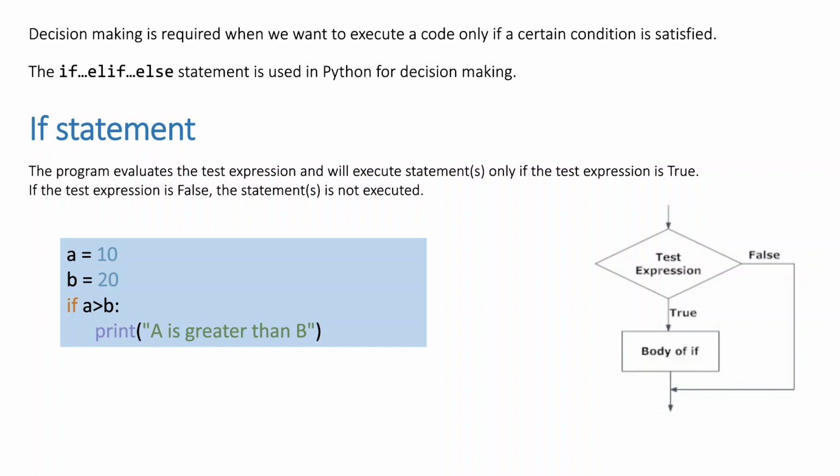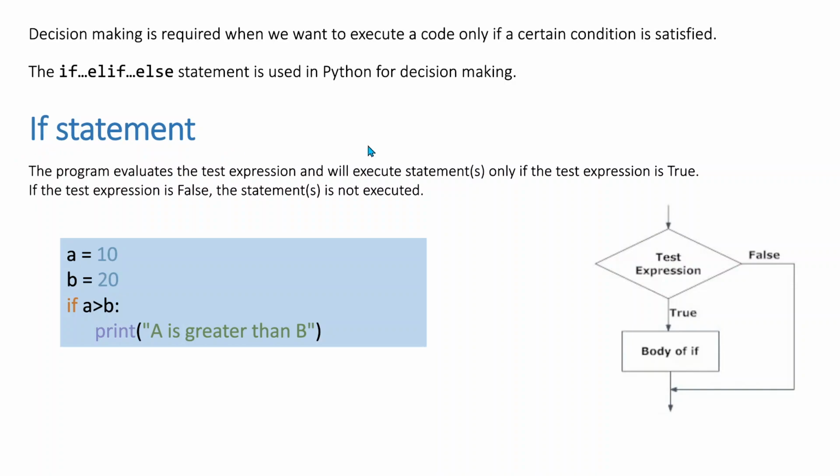Here comes a concept called decision making. Decision making is required when we want to execute a code only if a certain condition is satisfied. In simple terms, if a condition is true, it will go and execute the body of the statement. If the condition is false, it will not execute that statement and will move to the next condition that we have specified. In order to implement this decision making concept, we have the if, else if and else statements in Python. Let's look at each of them in detail, one by one, with an example.